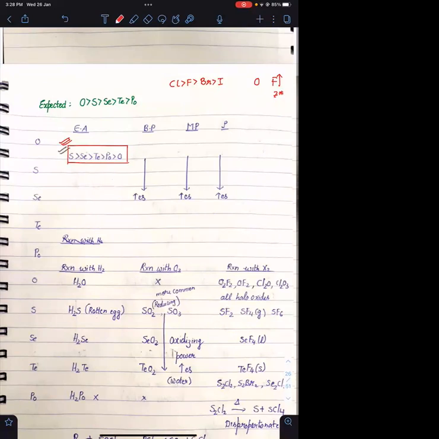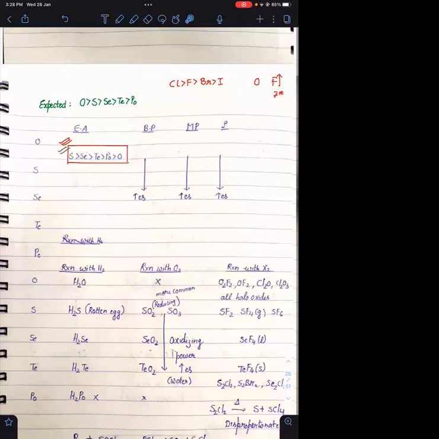Okay, everyone make a separate sheet where you will be having only important things. So usme aap log ye mark kar sakte ho. Okay, down the group, the boiling point increases. You can explain this in different ways. Down the group, as size increases, what happens to the van der Waals forces? Van der Waals forces are going to increase. If the van der Waals forces are increasing, the boiling point has to increase.